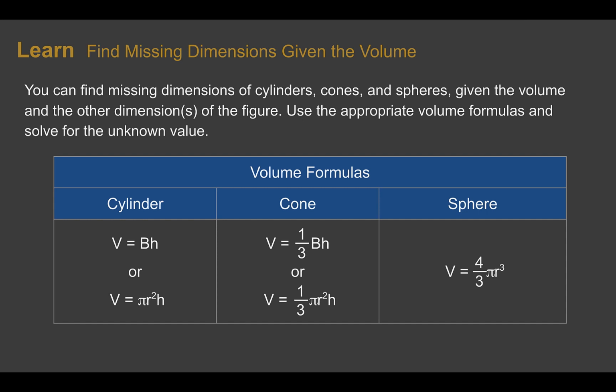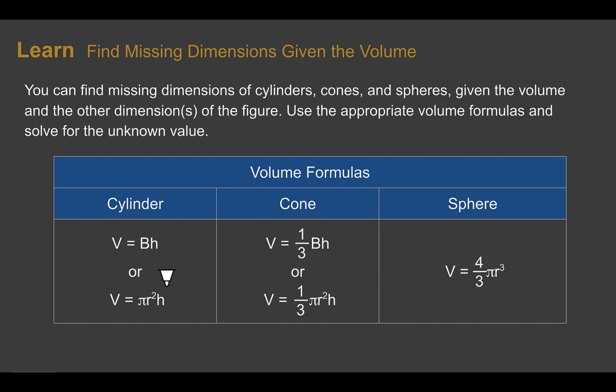Let's learn. Find missing dimensions given the volume. Another skill you need to be able to do is find missing dimensions for cylinders, cones, and spheres if you are given the volume and one of the other dimensions of the figure. To do this, you're going to use the appropriate formula based on the shape you're given, and then just like we did before, plug in values.